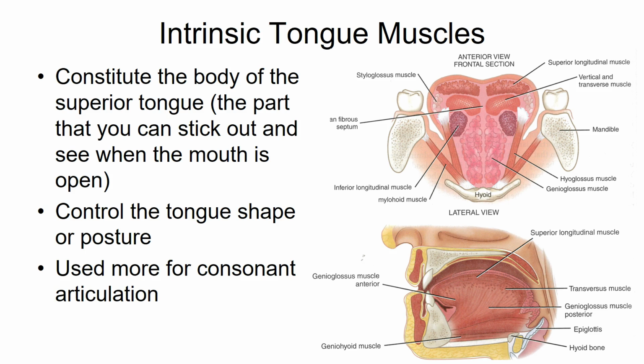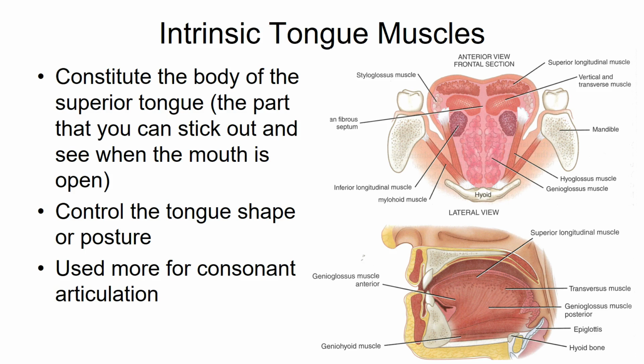Here we have two different views of the intrinsic tongue muscles. The image in the upper right is a frontal or coronal section cut through the tongue, separating the front part of the tongue away from the back part of the tongue. The lower view is a lateral view of the tongue, such as in a mid-sagittal section, where you make a sagittal plane through the center of the head, separating the left and right halves from one another.